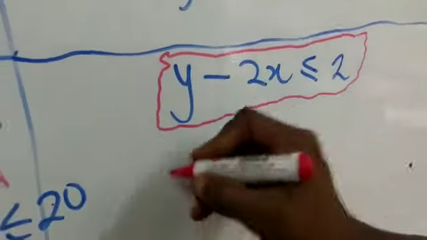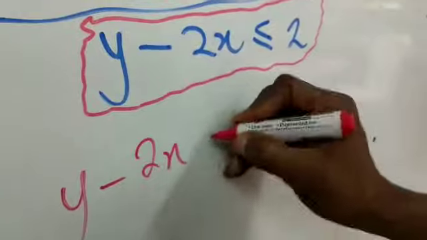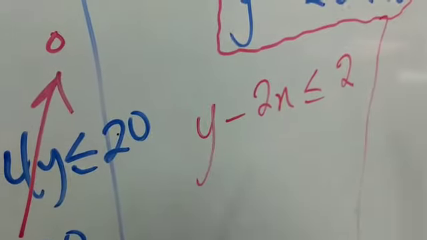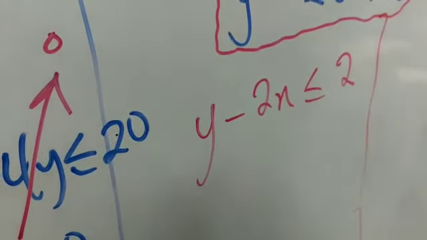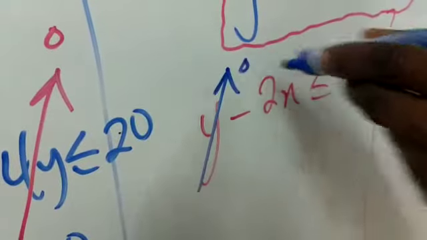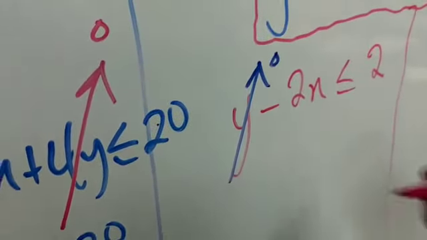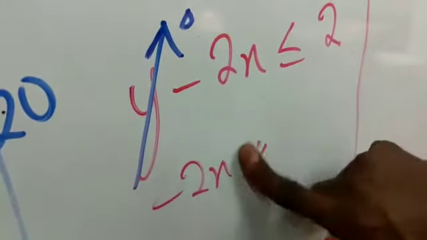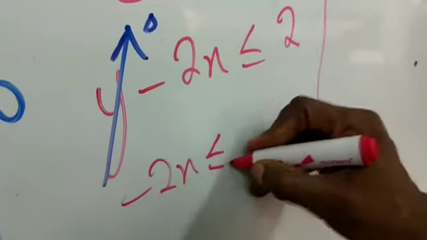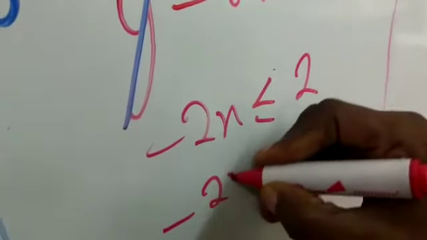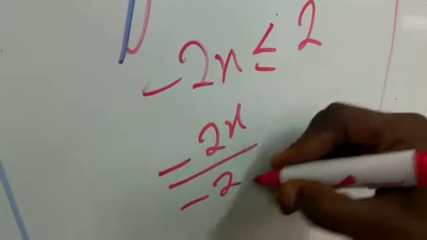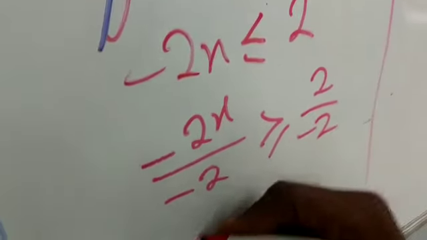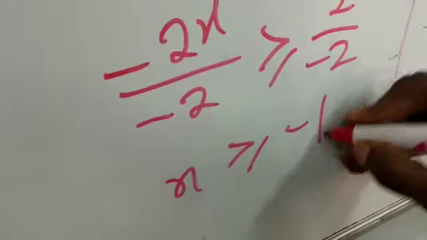again we have y minus 2x is less than or equals to 2. As usual, we are going to put in 0 for y and then put in 0 for x also. So if I put in y equals to 0 here, the whole expression becomes minus 2x is less than or equals to 2. Now dividing both sides by minus 2 like we did in the last one, the inequality symbol will be reversed, and I have 2 over minus 2. That gives x is greater than or equals to minus 1.